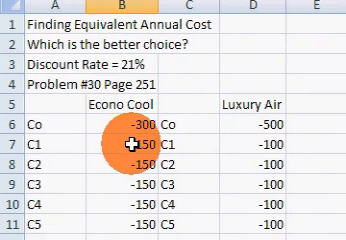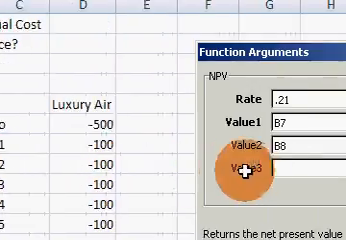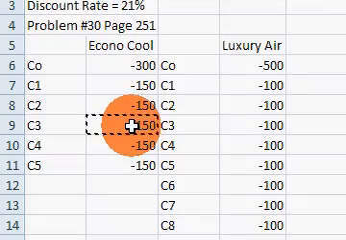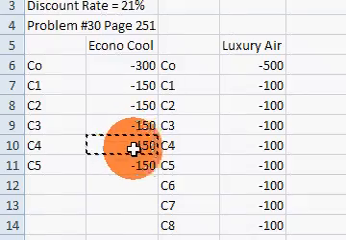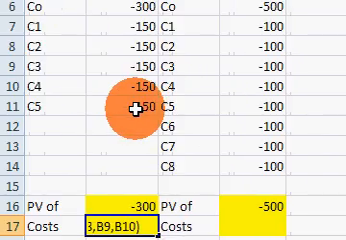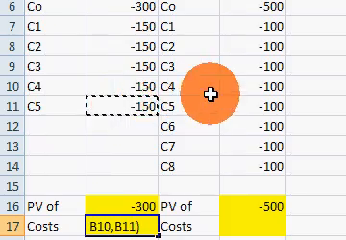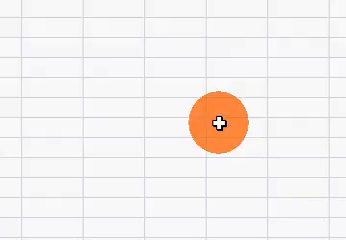So we have negative $150 for the first year, negative $150 for the second, negative $150 for the third, the fourth, negative $150. And finally, in this case, you can just hit tab. It will bring you down to the next value 5 cell, and I'll click in the negative $150. And when I do that, it tells me that the present value of all the cost in the future is $438.89. So I'm going to hit OK.